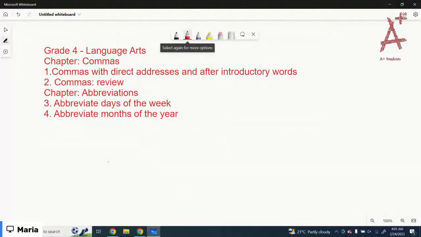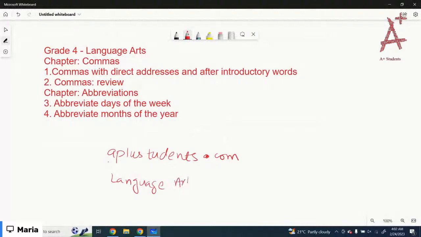So you can find all the lessons on aplusstudents.com. You have to log in there using your email address and password as provided by the administrator. Then you have to select language arts from the subject tab. Scroll down to grade 4 and then click on view all lessons.